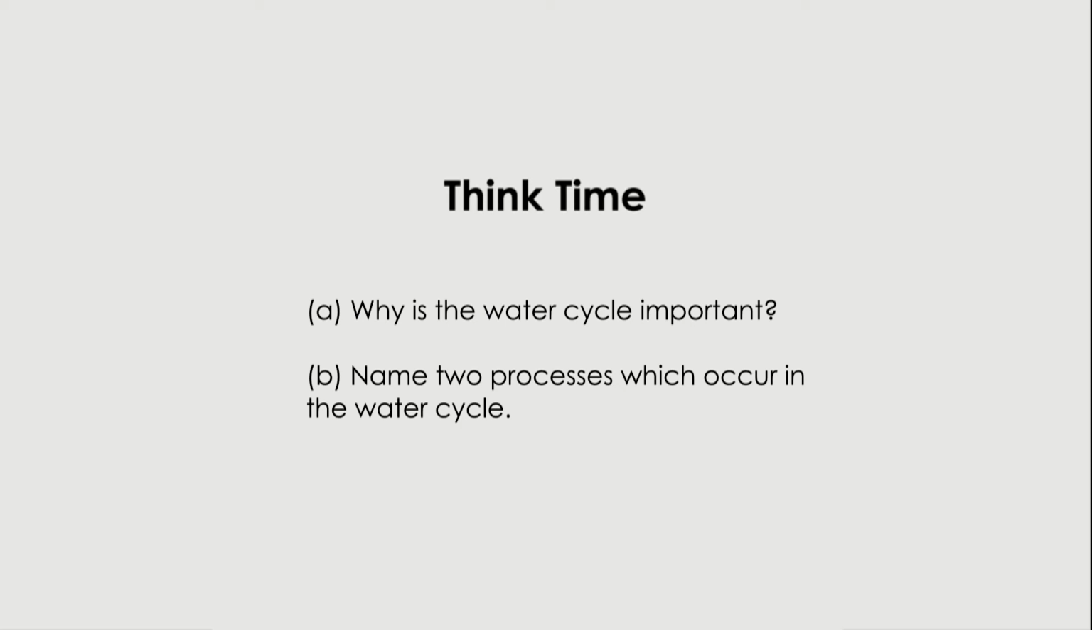Part B, name two processes which occur in the water cycle. The two main processes, again driven by the sun, would be evaporation and condensation. Evaporation would be when water from the ground or water bodies evaporates to the sky and then it condenses to form clouds. So those two processes are very important in the water cycle.